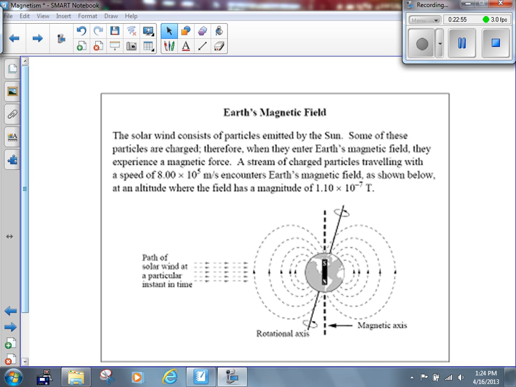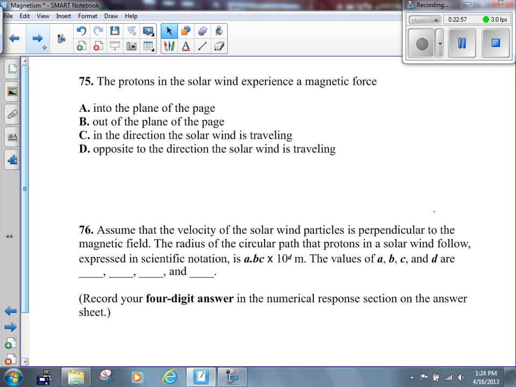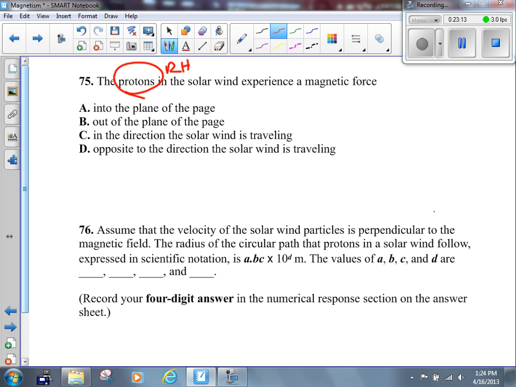Okay, it's time to take a look at these now. Question 75 tells me the protons in the solar wind experience a magnetic force which way? As soon as we read this question, as soon as we get to that word, circle or underline the word proton, to remind ourselves that we're going to use a right-hand rule for this. We need to know whether we're using left or right hand. I guarantee you, some of you, as you were going through this, used your left hand because you just didn't really pay attention to the fact that it was a proton. As soon as you see these words, draw attention to it.